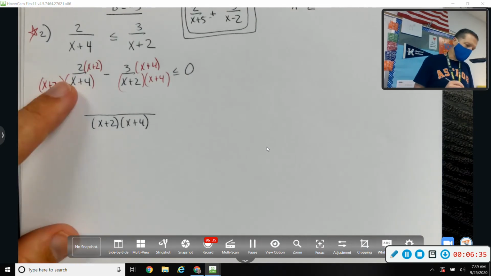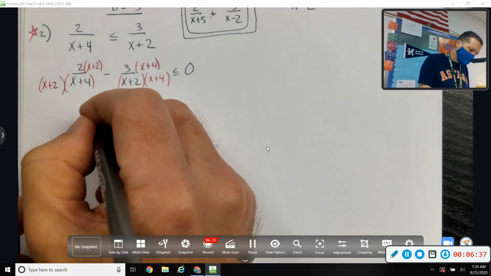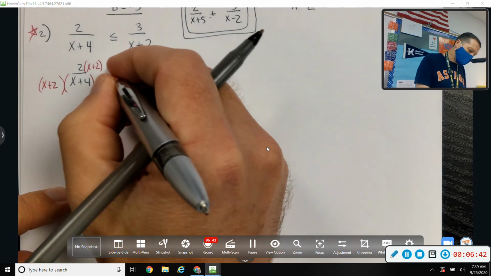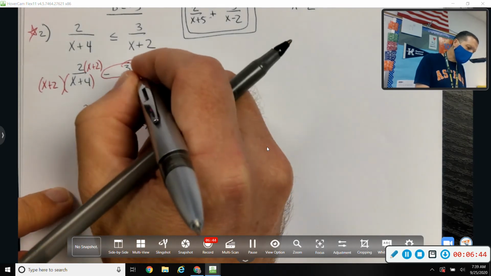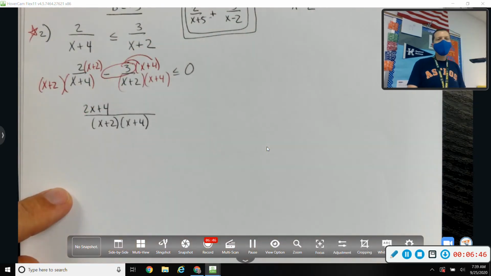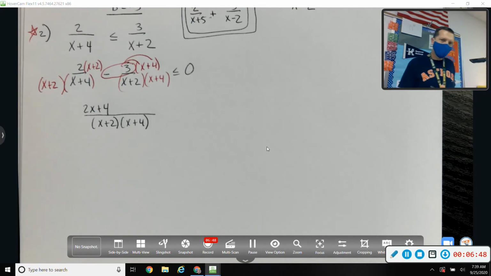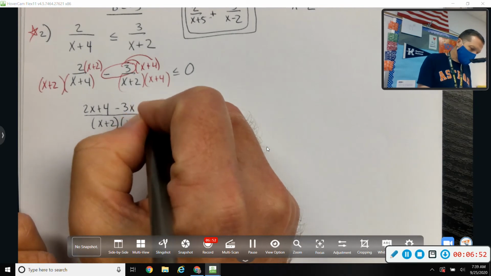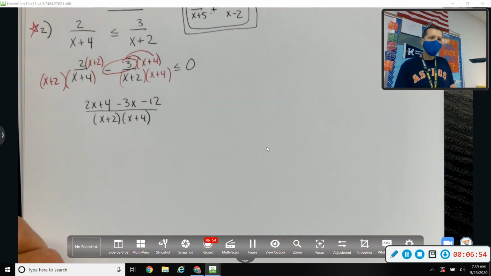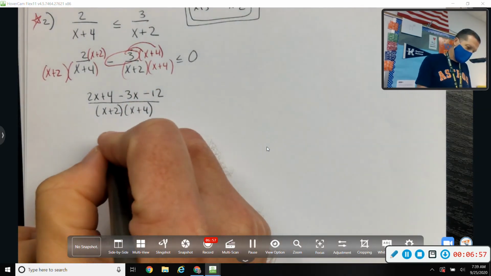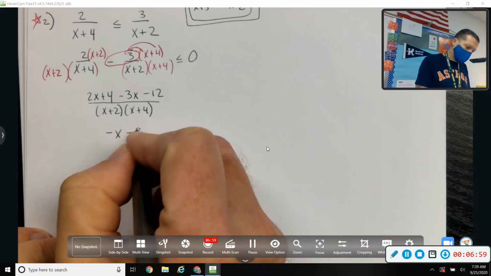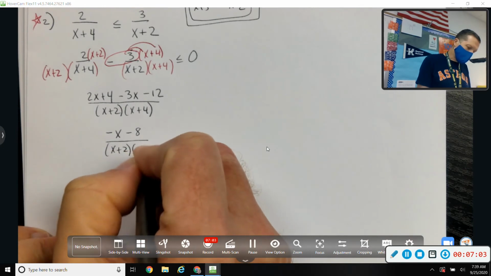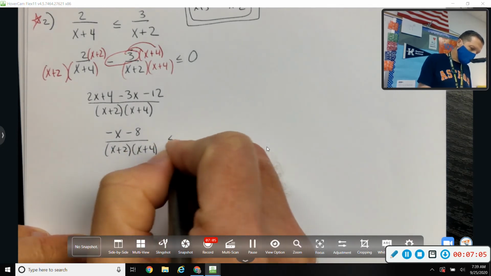And we can worry about the numerators. So 2x plus 4. And the main reason I picked this problem is that minus sign. Make sure it gets distributed. Not just the 3, but the minus 3. So minus 3x minus 12. Negative x minus 8 over x plus 2 and x plus 4 less than or equal to 0.